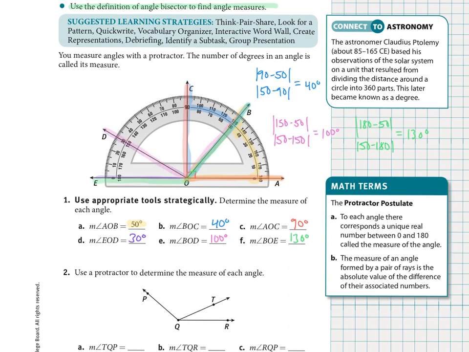Alrighty, I was able to do my work and I have a little color coordinating, and you can see that the measure of angle EOD was 30 degrees, measure of angle BOD was 100 degrees, and the measure of angle BOE was 130 degrees. I applied what I learned before, and I showed a little bit of work at the top to show that I'm looking for that measurement.